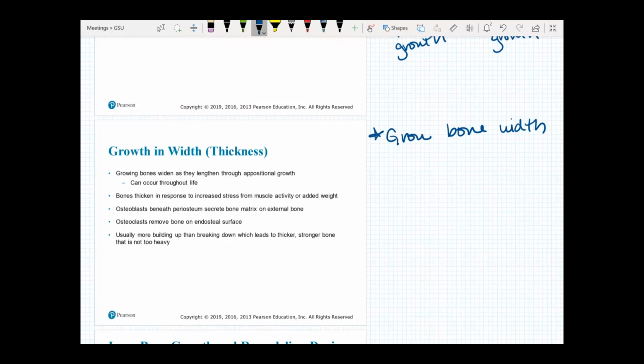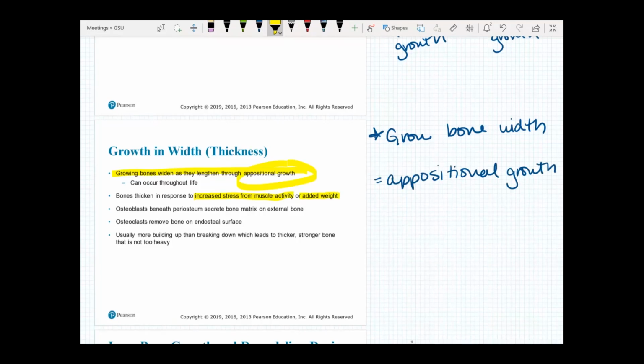So bones will actually widen as they lengthen, and this is going to be called appositional growth. So appositional growth is going to be both bone widening. This will continuously happen throughout life. This does not pause with adolescence. It is important because the reason we need this is because if we have a lot of increase in stress from muscle activity, let's say you actually go to the gym and you work out and you are building muscle mass, your bones will actually thicken in response to that muscle mass being increased.